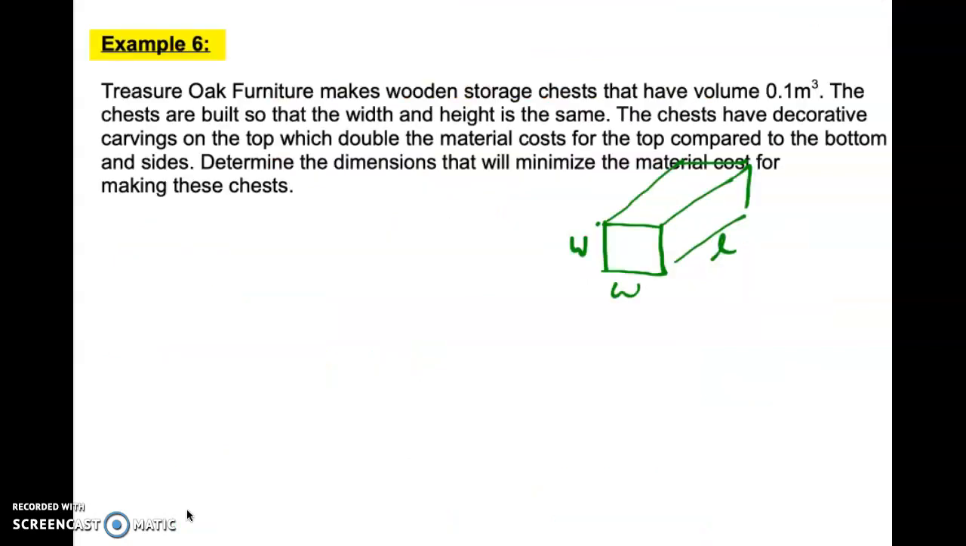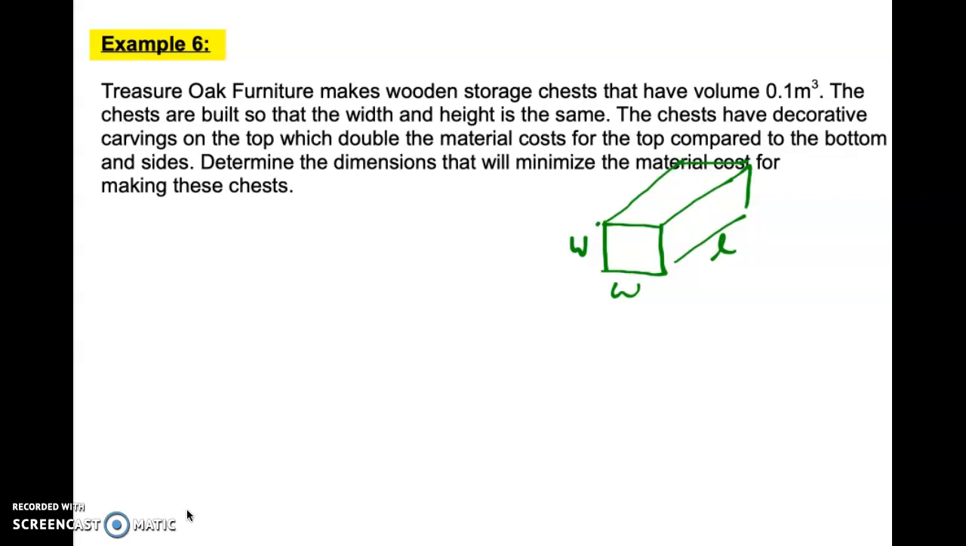Example 6. Treasure Oak Furniture makes wooden storage chests that have a volume of 0.1 meters cubed. The chests are built so that the width and height are the same. The chests have decorative carvings on the top, which double the material costs for the top compared to the bottom and the sides. Determine the dimensions that will minimize the material costs for making these chests.